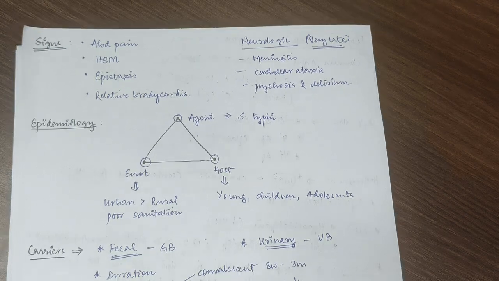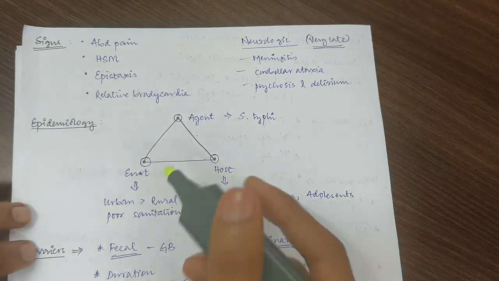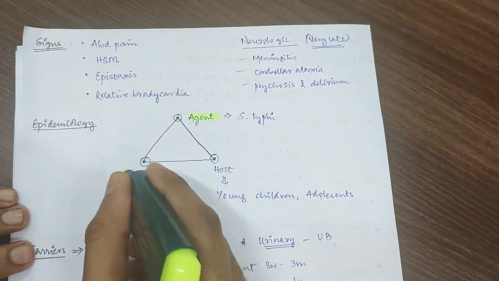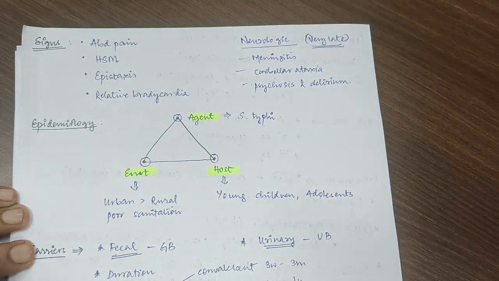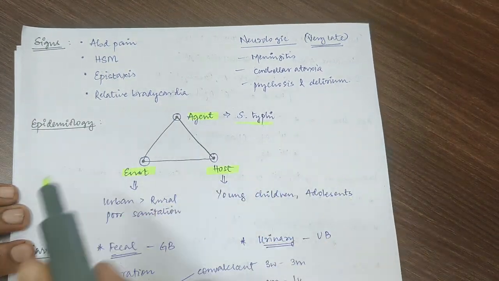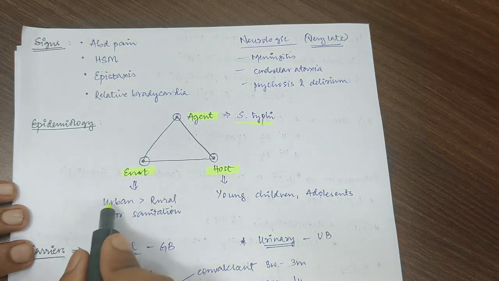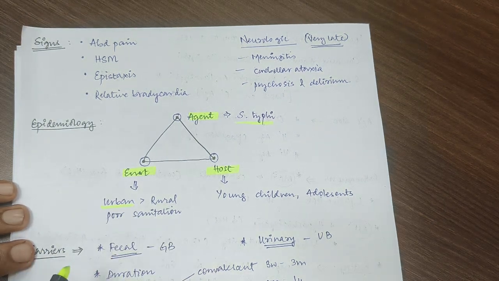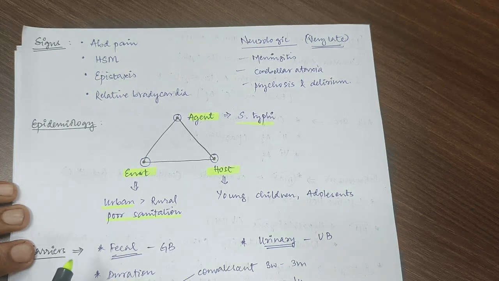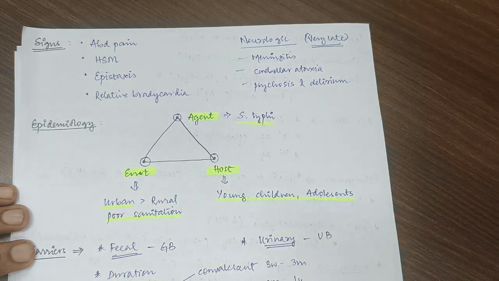Coming to the epidemiology, what is epidemiology? Epidemiology is the study of diseases. Basically, what is the triad? You're going to see agent, environment, and host. These are the 3 things you are going to concentrate on here. Agent is Salmonella typhi. The environment is most common in urban areas, that is in cities and poorly sanitated areas. And the host: young children and adolescents.